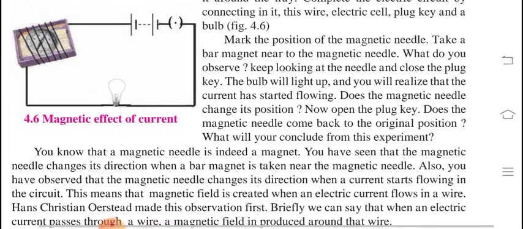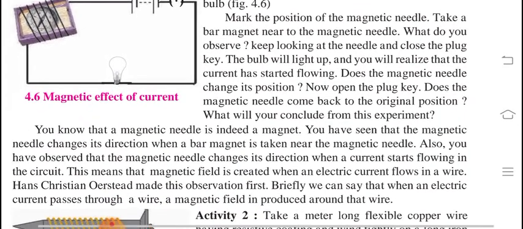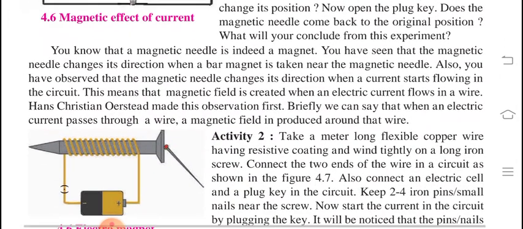Mark the position of the magnetic needle. Take a bar magnet near the magnetic needle. What do you observe? Keep looking at the needle and close the plug key. The bulb will light up and you will realize that the current has started flowing. Does the magnetic needle change its position? Now open the plug key. Does the magnetic needle come back to the original position? Obviously yes. What will be your conclusion from the experiment? Obviously, the direction of the magnetic needle gets changed.